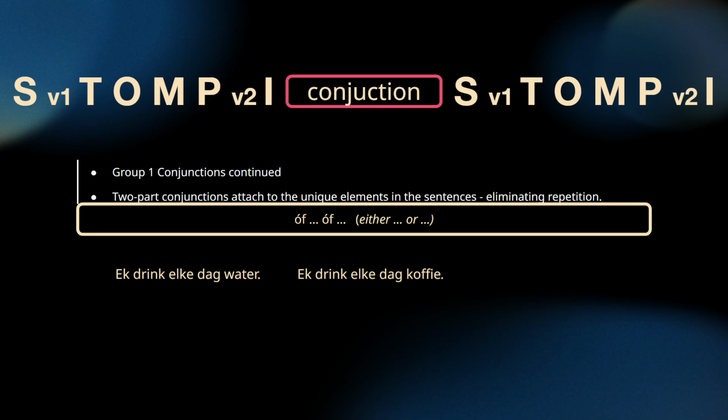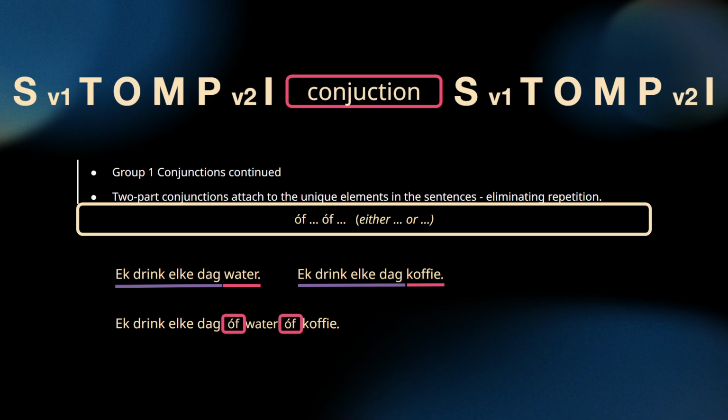So let's take a look at: Ek drink elke dag water, ek drink elke dag koffie. I drink water every day and I drink coffee every day. Now there's lots of repetition in that sentence with only two words being unique. I'm going to call these the unique elements, water and koffie. My repeated elements are ek drink elke dag. We want to get rid of all the repetition. So we're going to try and say, every day I drink either water or coffee, eliminating that repetition.